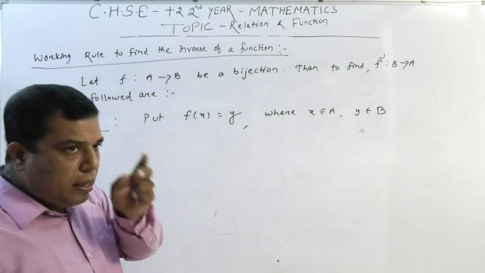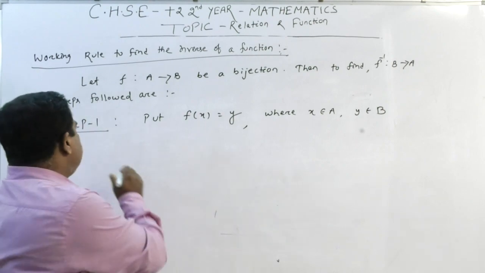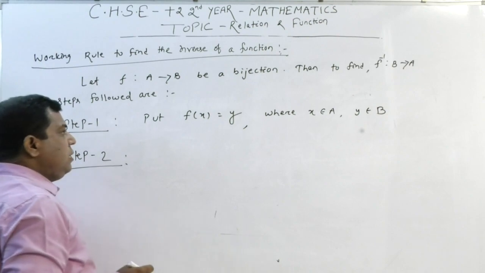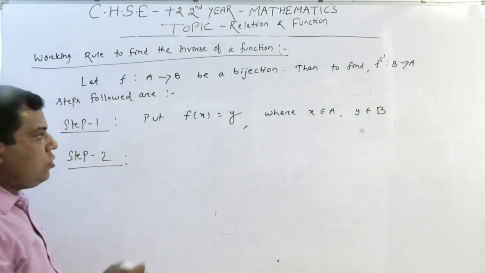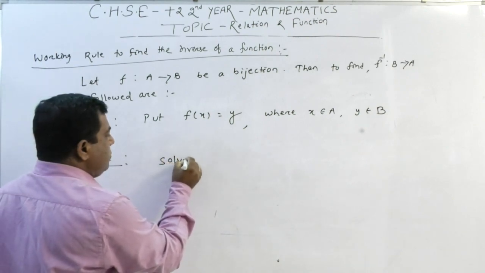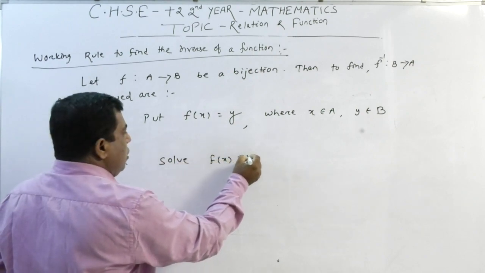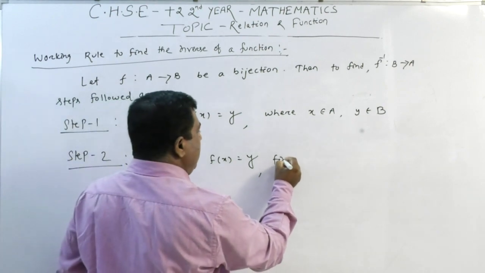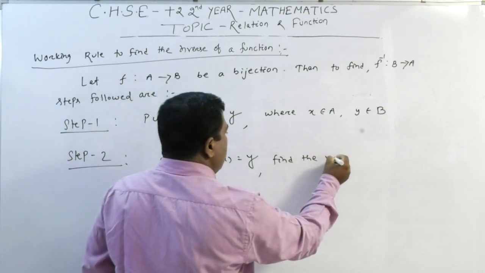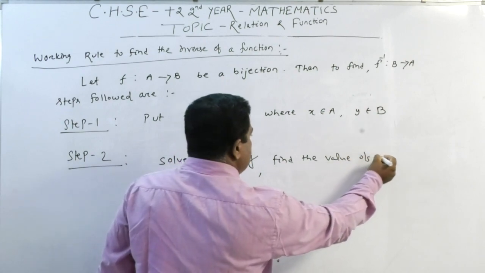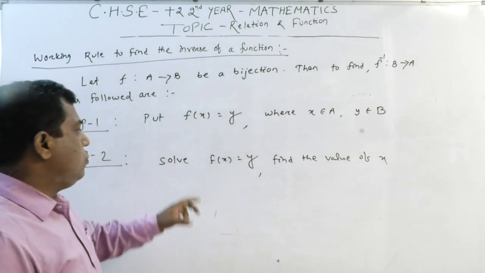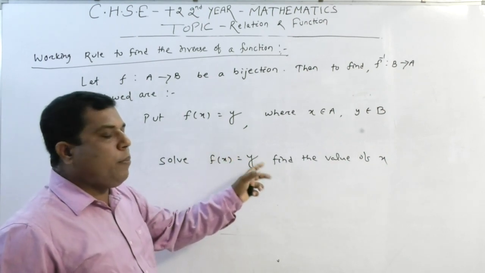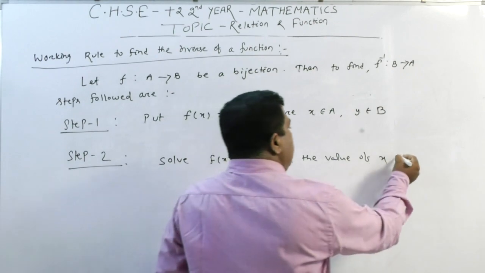Next, step 2. First of all we represent it as y. Next, solve f of x equal to y. Find the value of x. So put f of x equal to y, and after that solve it and find the value of x in terms of y.